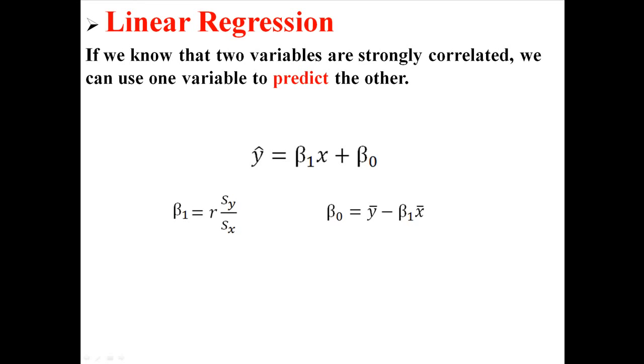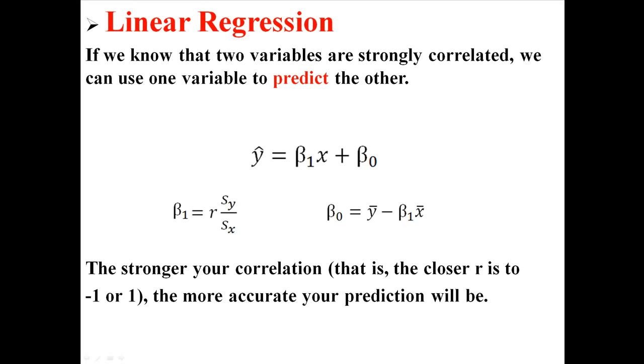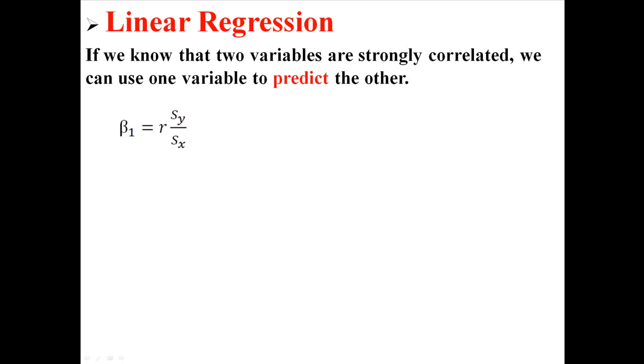2 equations right here. So the stronger your correlation, that is, the closer R is to -1 or 1, the more accurate your prediction will be. Our R is 0.99, so we can expect our prediction to be pretty accurate. So let's get started with that. First, we need to find B1. Remember that our R is 0.99, so we can just put that in there.